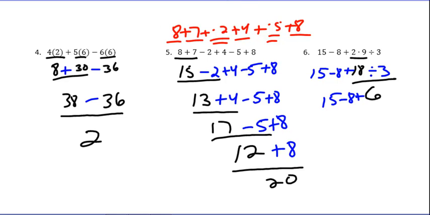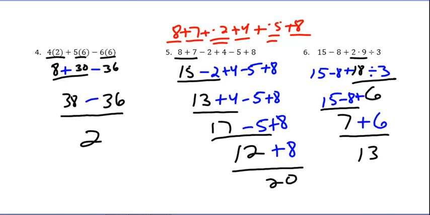Now at this point, I have addition and subtraction. They're equally as important, so I work left to right. And then I'm going to drop down the other pieces. That's 6 here. And then finally, I put that together to get 13.